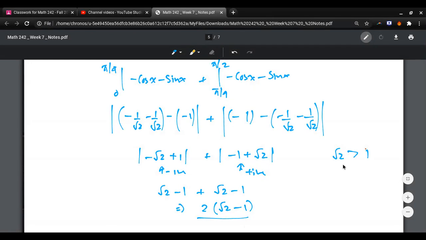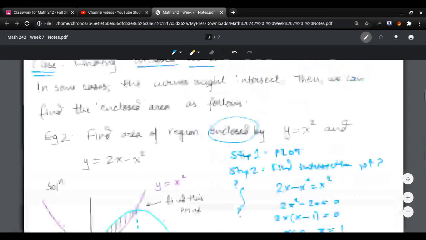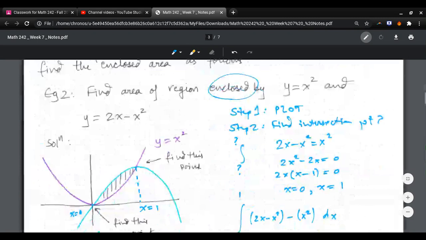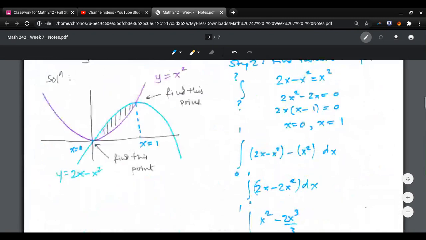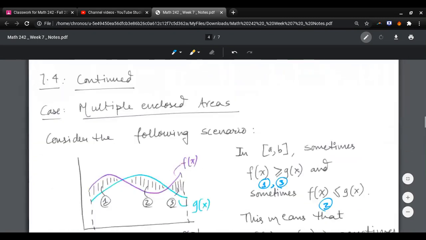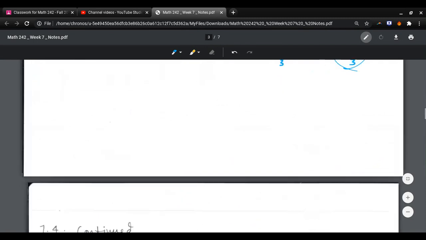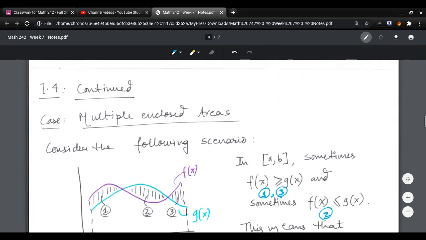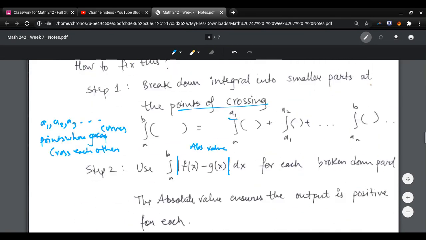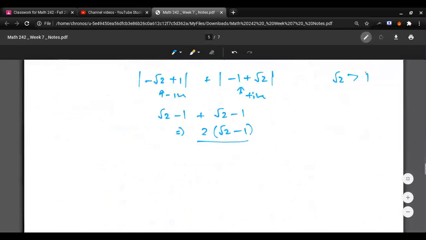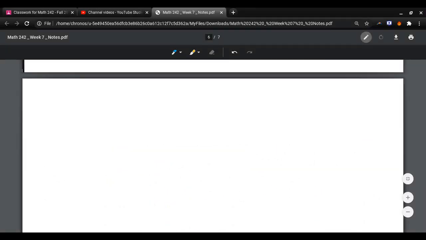Now, so far, we looked at a few cases. The simplest one, where you just subtract them from point A to point B. Second one, enclosed areas, you may have to find the intersection point. And the third one, you have multiple enclosed areas, in which case you take the absolute value and you split the integral.